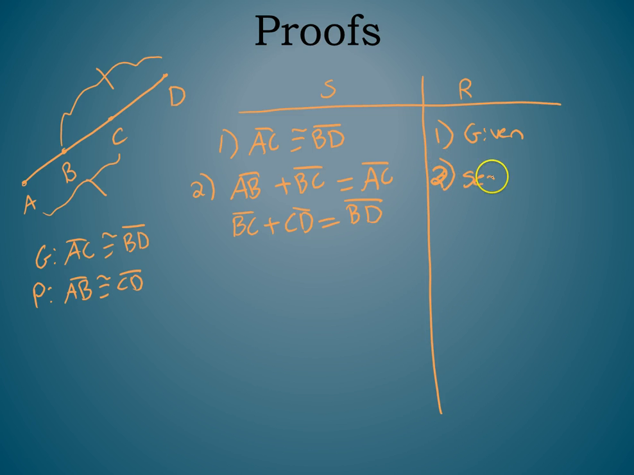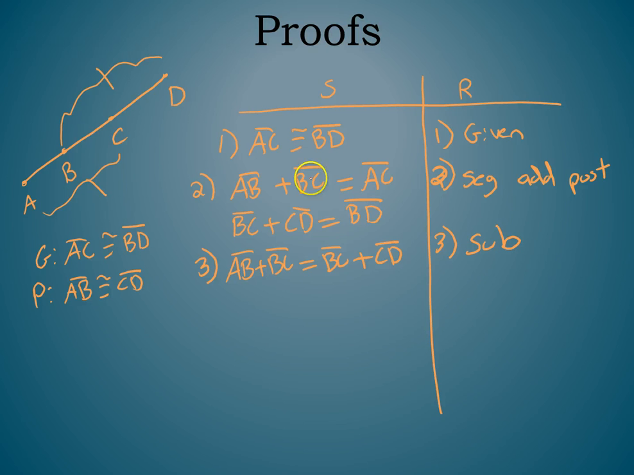That's our segment addition postulate. There's our abbreviation, seg add post. Well, in our given statement, we're told that AC and BD are the same. Since the right-hand sides are equal, the left-hand sides must be equal. So I can see AB plus BC must equal BC plus CD. All I did was simply substitute in equal pieces. Right sides are the same, therefore the left sides must be the same.